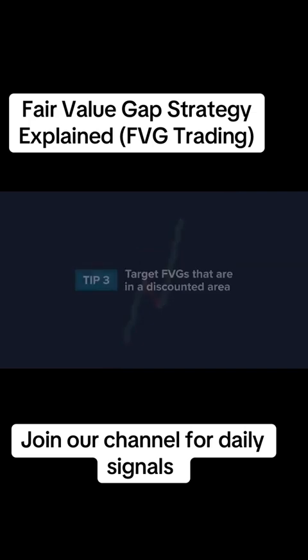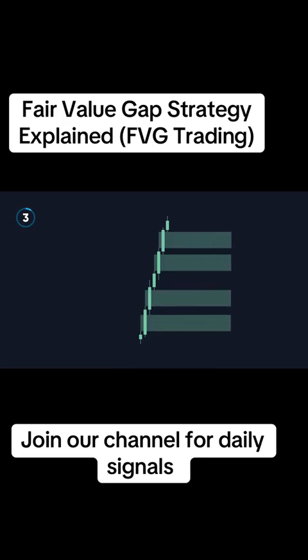For our next tip, you should be targeting fair value gaps that are created within a discounted area. To give an example of this, here we have a strong bullish move, but when we mark out the fair value gaps, we have a few to choose from. So the question is, which ones should we be targeting for our trades?